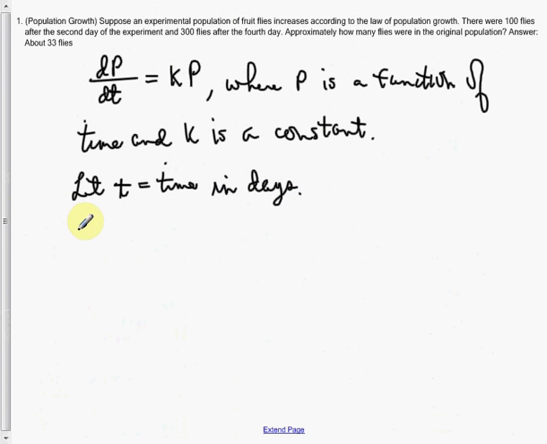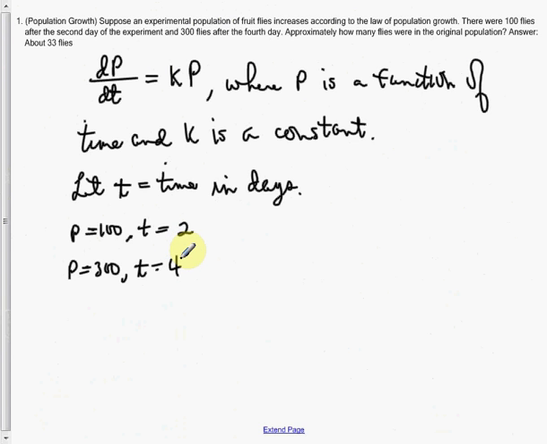So it gives us some initial conditions. It says that the population is equal to 100 when T is equal to 2. And then it says 300 flies, P is equal to 300 when time is equal to 4.